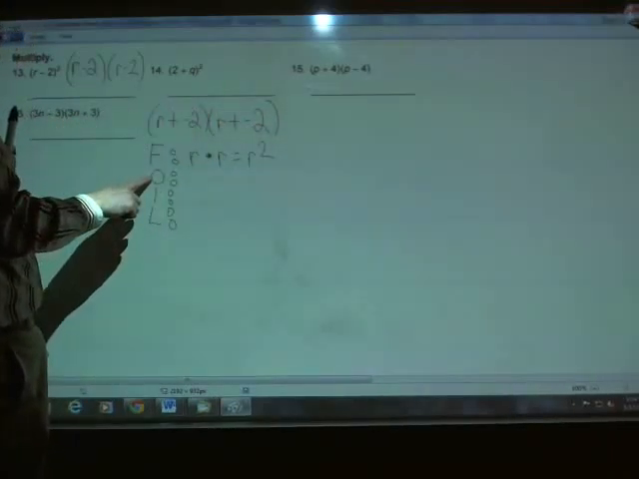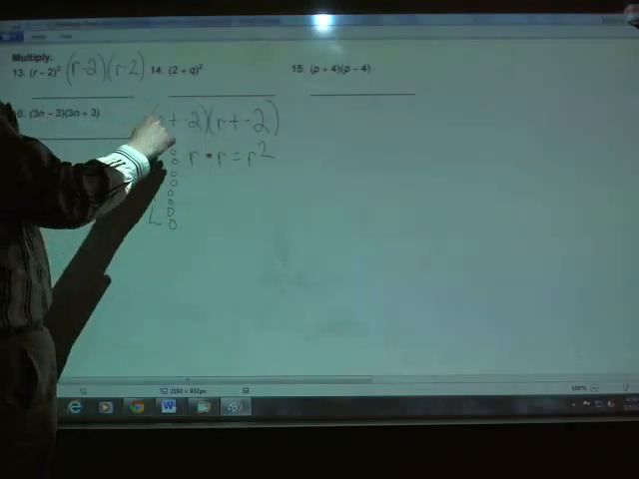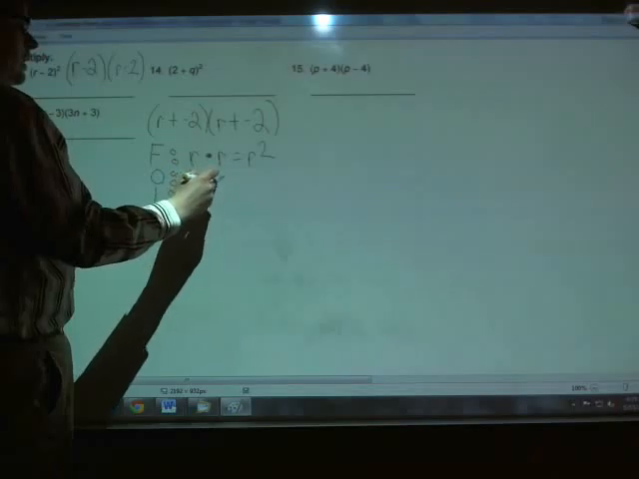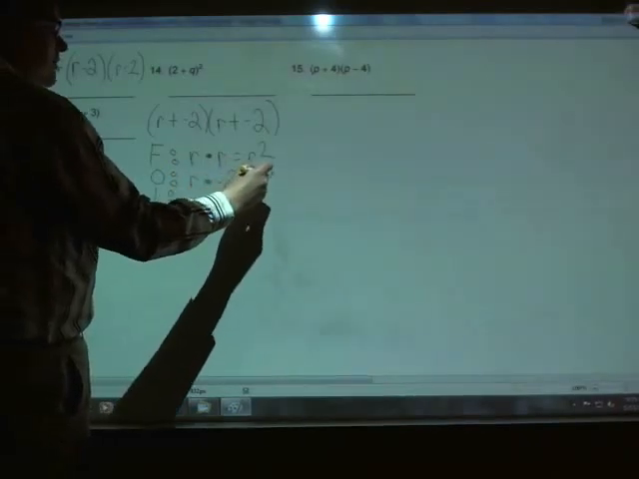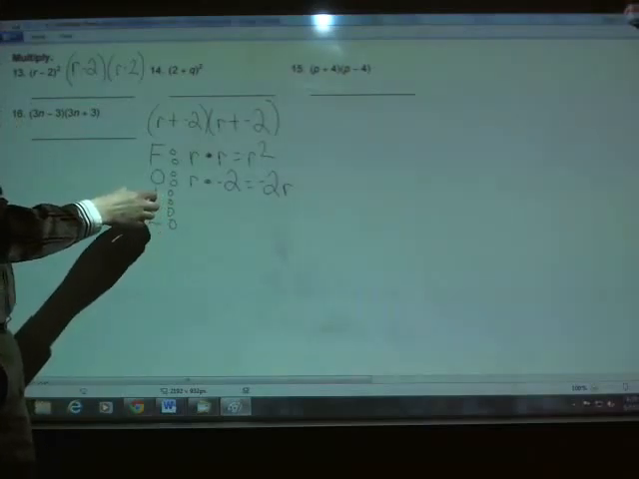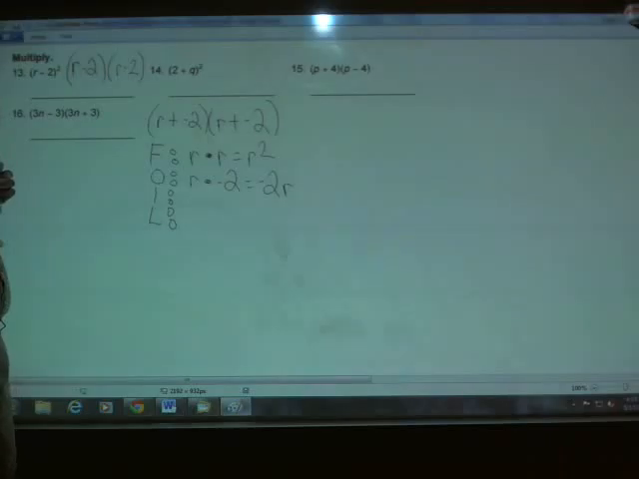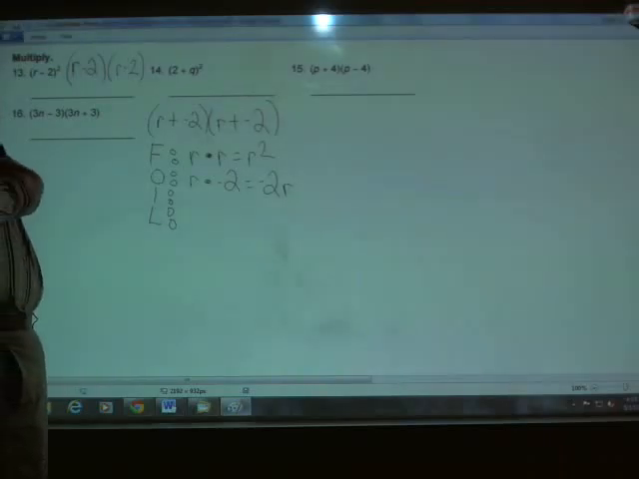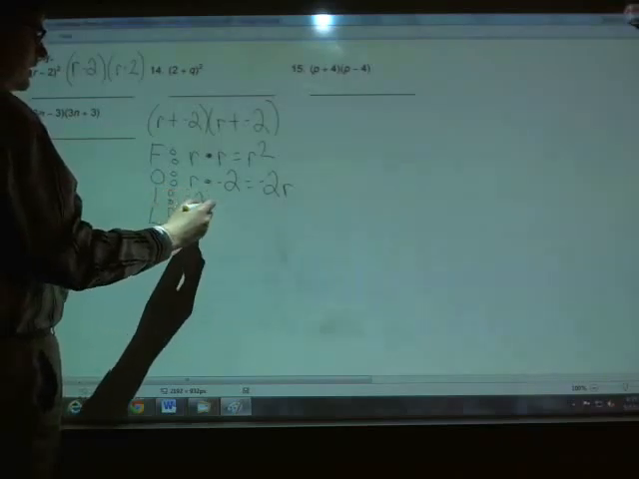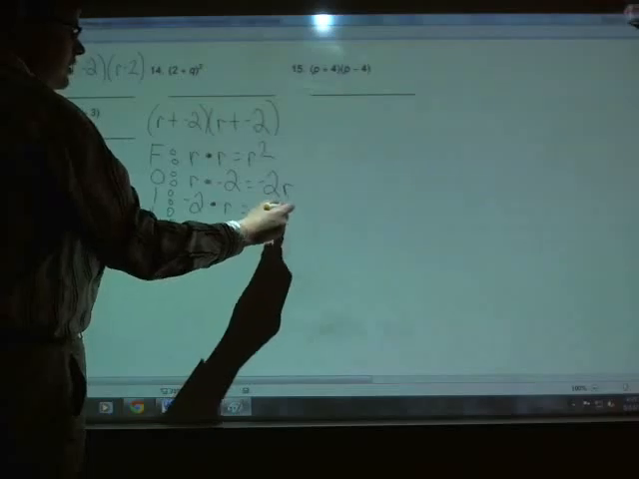O stands for the outers, or the outside terms, so the terms that are on the outside of what we've written. Well, that's r and negative 2. And we're going to combine those and make negative 2r. I stands for the inners, or the inside terms of our binomials here. So we're asking, what do we have inside of what we've written here? Well, on the inside, we have negative 2 and r. So I combine those and I make negative 2r.